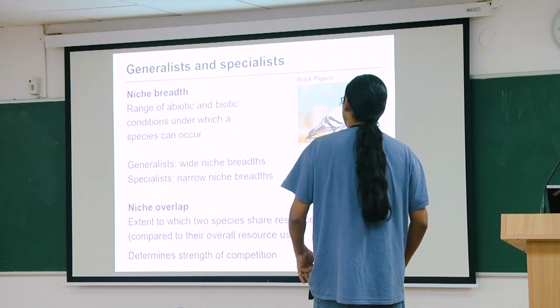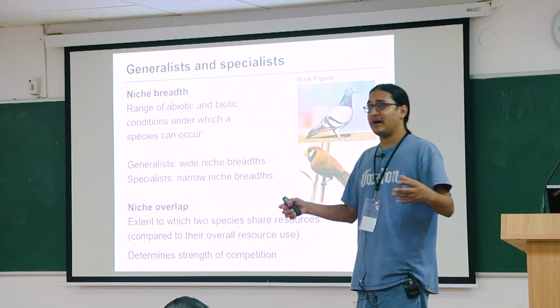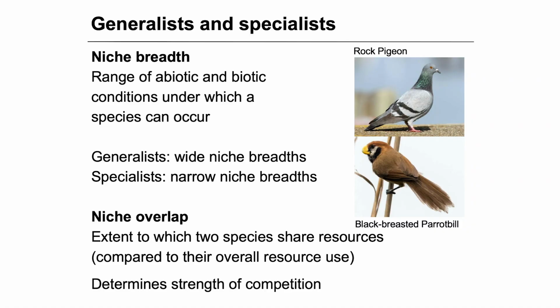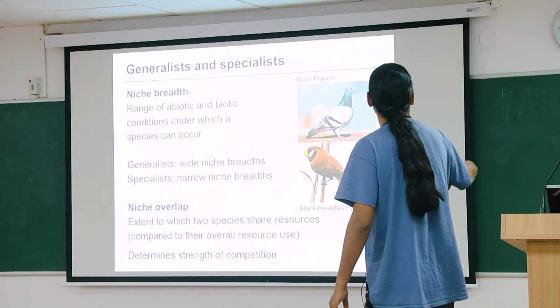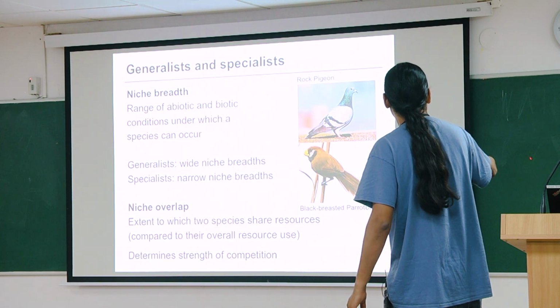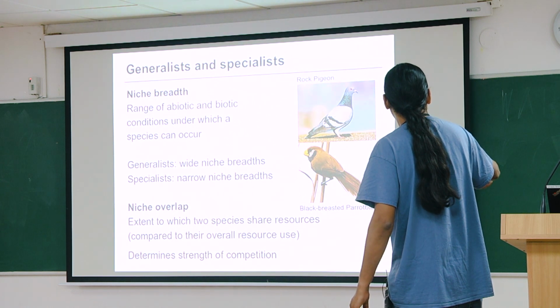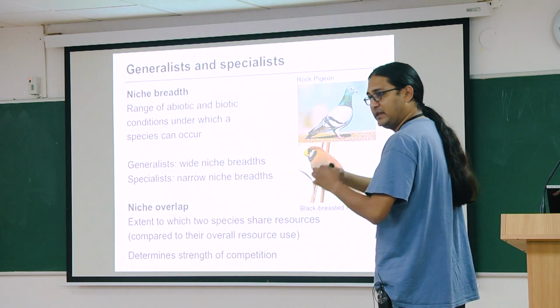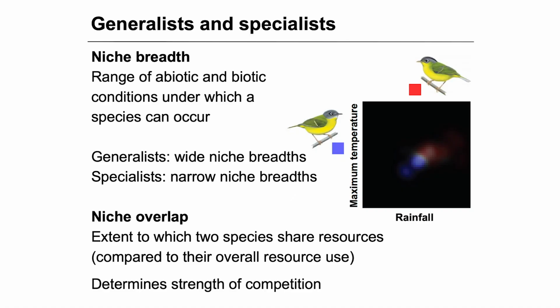So you have generalists and specialists, and when you have two species that share the same resources, there's going to be some overlap in their niches, right? So a species that uses a niche like this, this species uses only this part of the niche, that species only uses that part of the niche, but there is some overlap in their niche. And we look at niche overlap here. Again, on the x-axis is rainfall, y-axis is temperature. So higher up you go, the hotter it gets. If you go towards the right, the rainier, the wetter it gets.